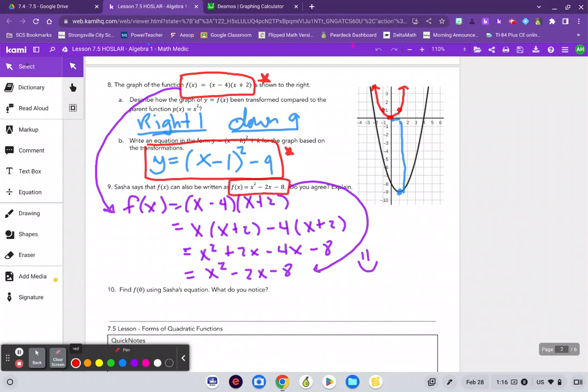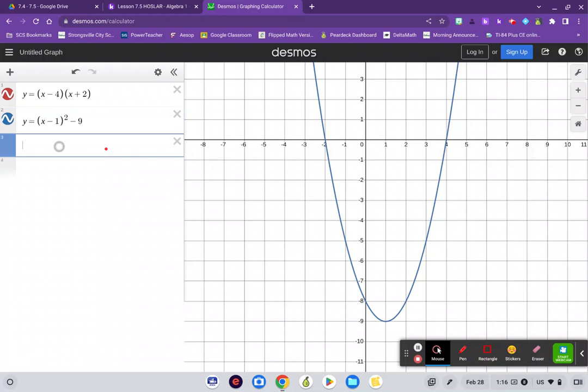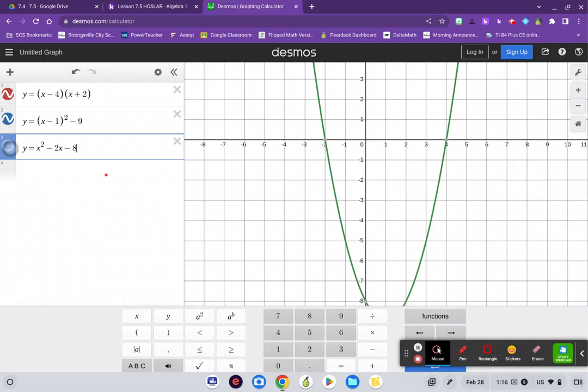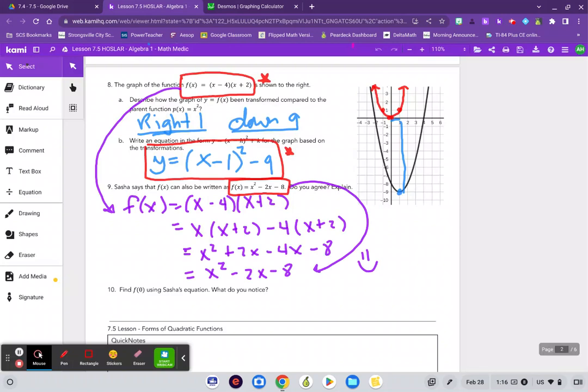But what I want to do is show you how Desmos can also confirm that. Again, algebra is the first approach, but Desmos is a great way to check. So let's jump over to Desmos. We're going to keep these other two equations written, and go ahead and write Sasha's equation. y equals x squared minus 2x minus 8. And lo and behold, that green graph is the same as the blue graph, which was the same as the red graph. Again, Desmos is a great way to check.